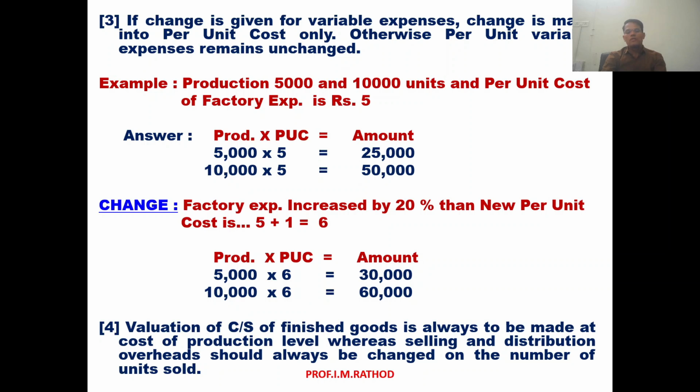Valuation of finished goods is always to be made at cost of production level, whereas the change in distribution overhead should be based on the number of units.